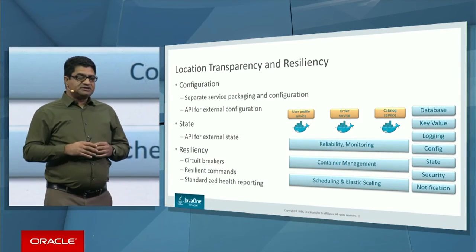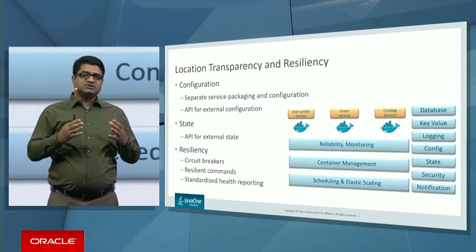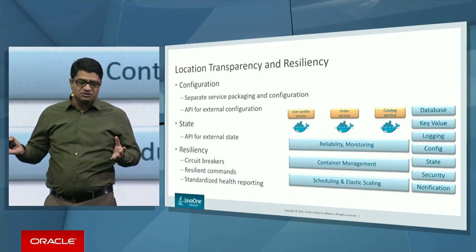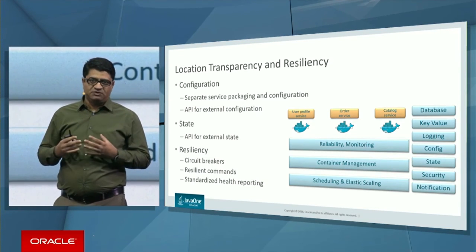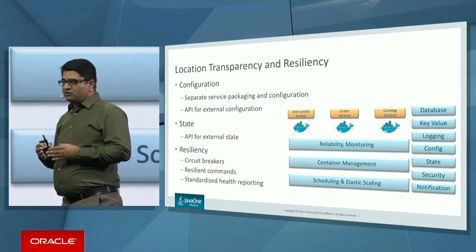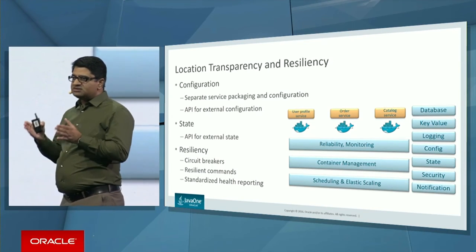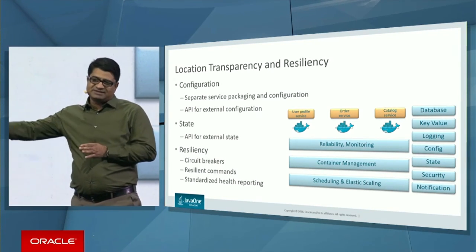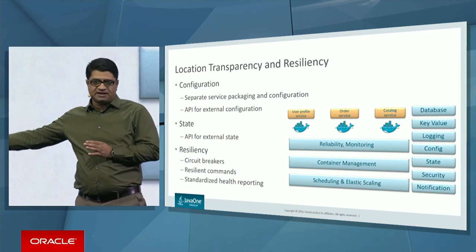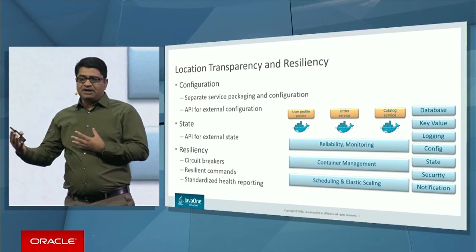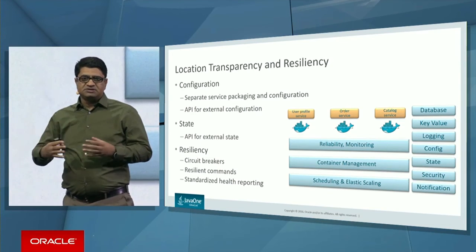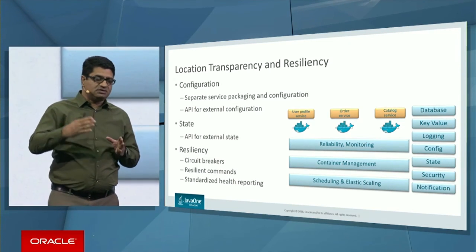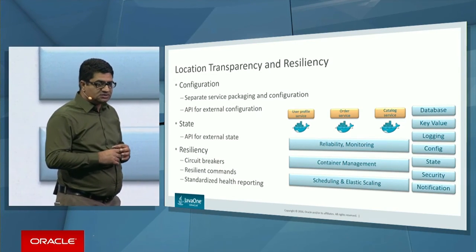Next is location transparency. So you would like to scale your services horizontally. What needs to happen if you want to do it? You cannot afford to have the configuration tied to the service or state tied to the service. They have to be externalized. They have to be stored somewhere else. So we need the APIs to manage the configuration or the state, so it can be stored in an external set of services.